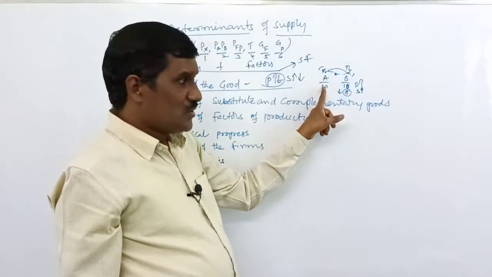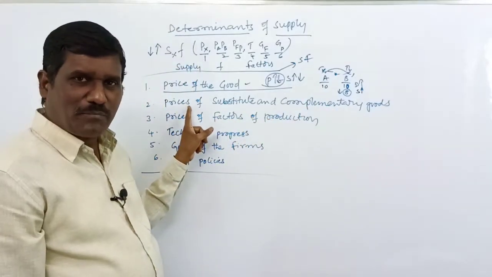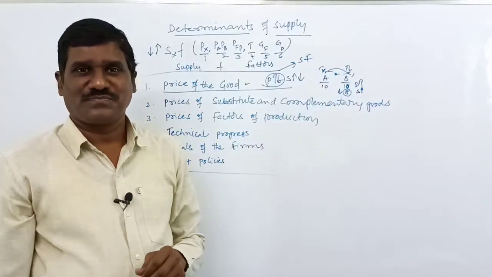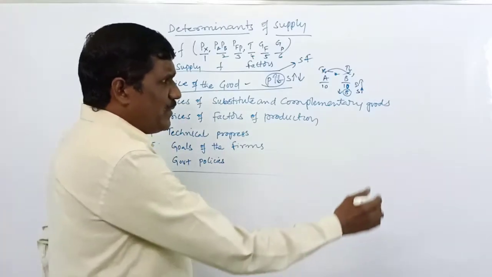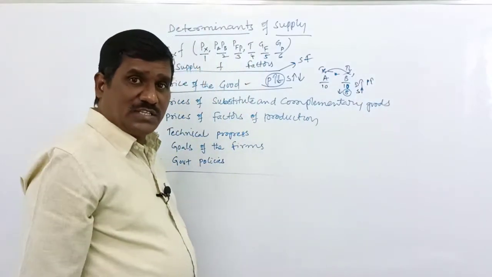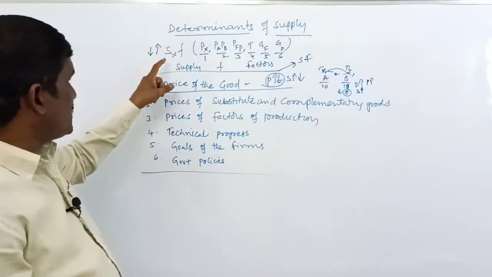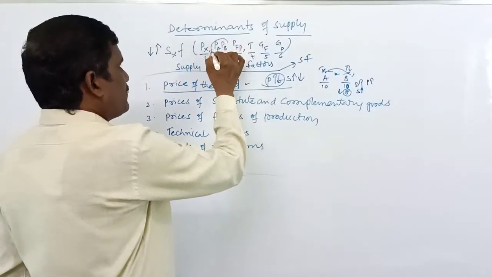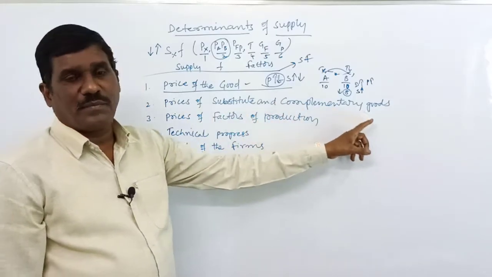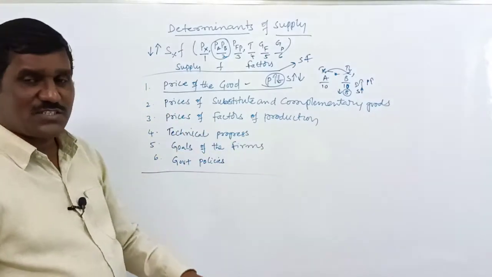Okay, so this is also one of the determinant factors of supply: substitute goods and complementary goods. If two goods are complementary, this is also one of the influencing factors. Supply may increase or decrease, so changes in supply are also determined by the prices of substitute and complementary goods.